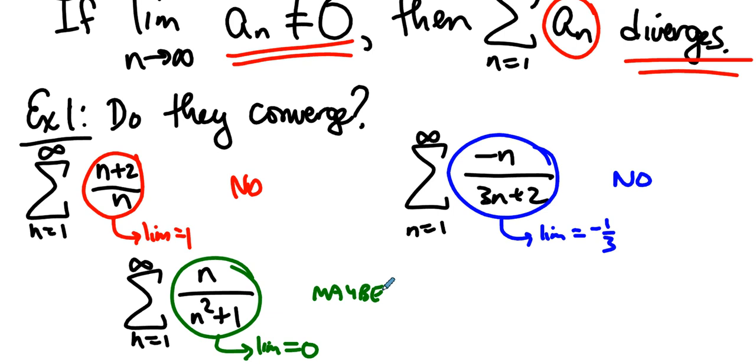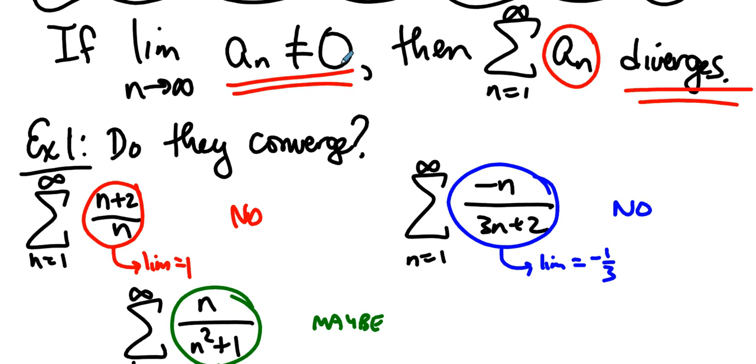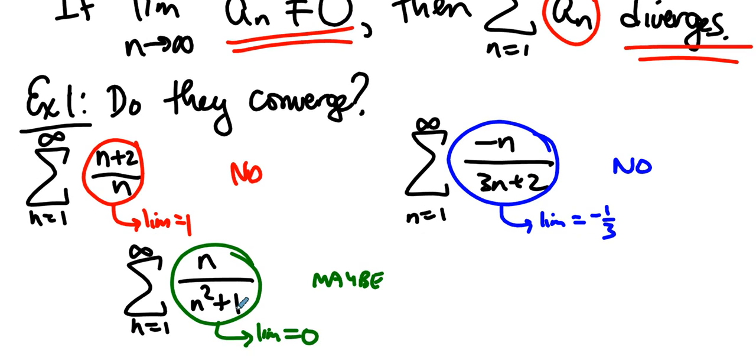The test is a test for divergence. If the limit is not 0, then the series diverges. The test doesn't tell us anything about what happens if the limit is 0. If the limit is 0, maybe it diverges, maybe it converges. We can't use the test. And that's why there are other tests, and your author goes into this in some detail.